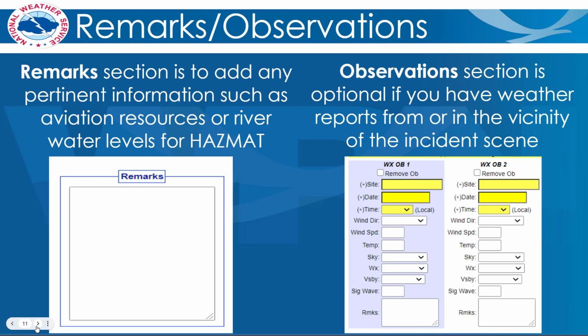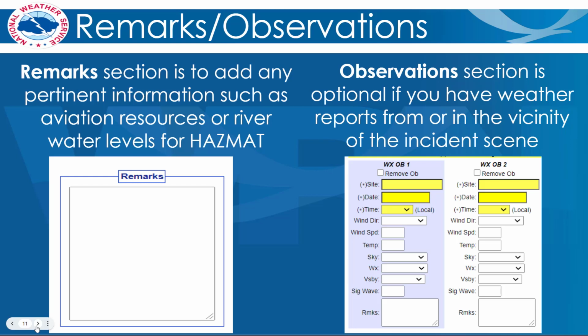The next 2 sections on the form are optional. You can use the remarks section to add any pertinent mission information that you would like the forecaster to be aware of. An example would be that you are requesting aviation resources from a different geographic area than the incident itself. With this information, the forecaster can add additional detail about possible weather impacts along a flight route in the narrative section of the forecast. Another example is if you are interested in any possible river level rises in your location.